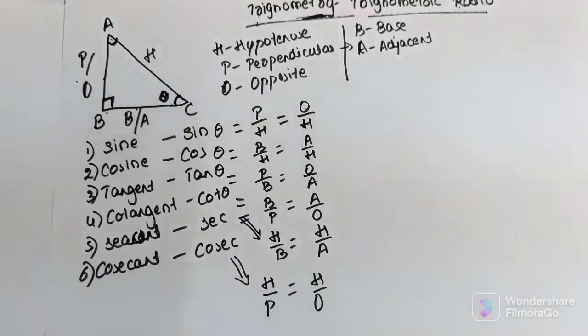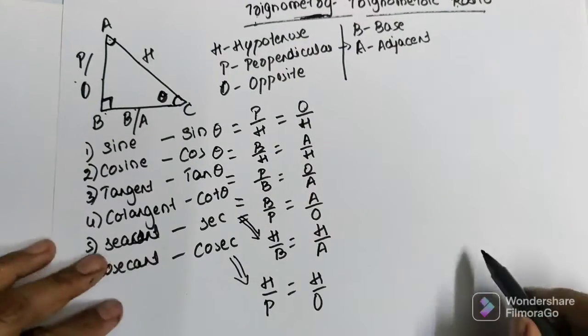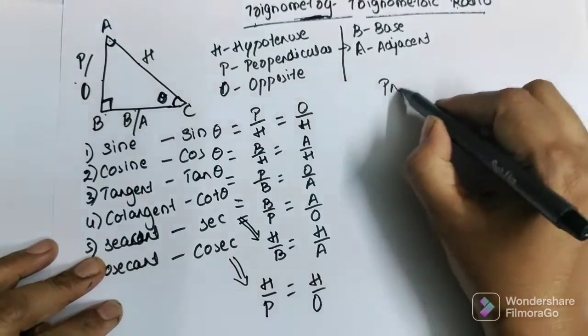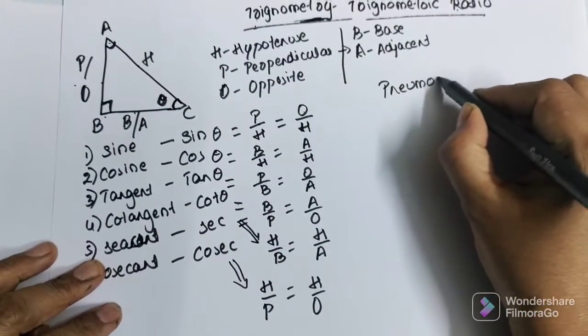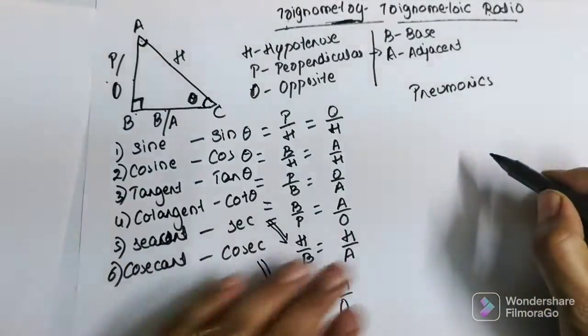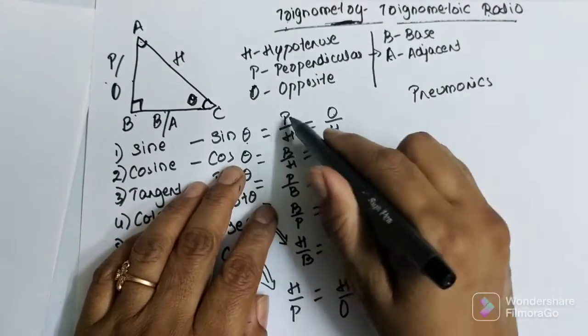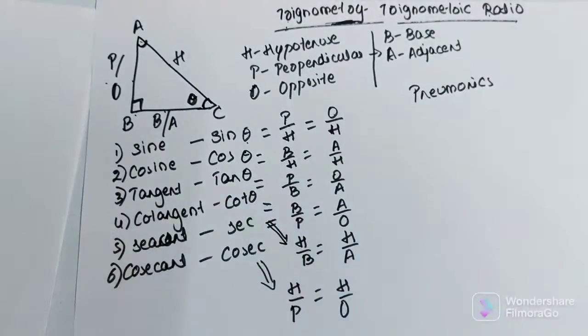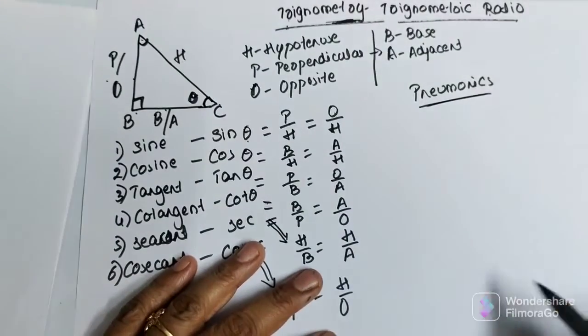Further, I want to make you understand by using the mnemonics method. Okay, how do you remember all these things, right? How do you know that sine theta is this only, cos theta is this? There is a mnemonics method. It is a quite interesting mnemonics.